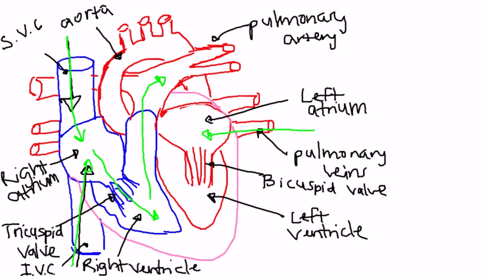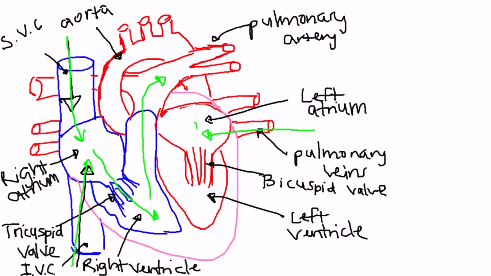Now from the left atrium, the blood travels through something called the bicuspid valve. And another name for bicuspid is the mitral valve. That's what it also goes by, but I'm going to call it bicuspid. And this bicuspid valve connects the left atrium and the left ventricle.